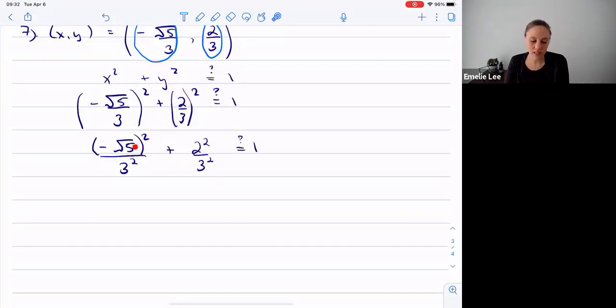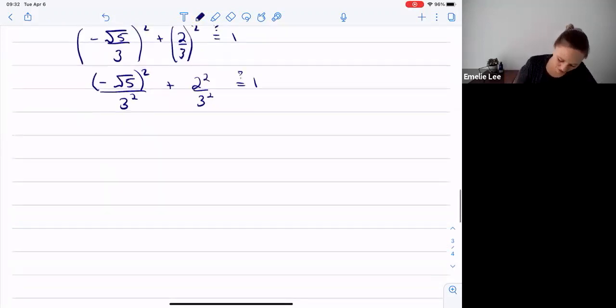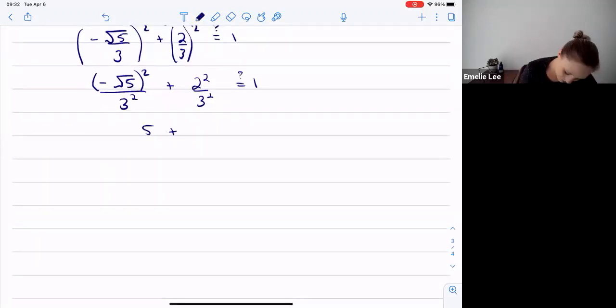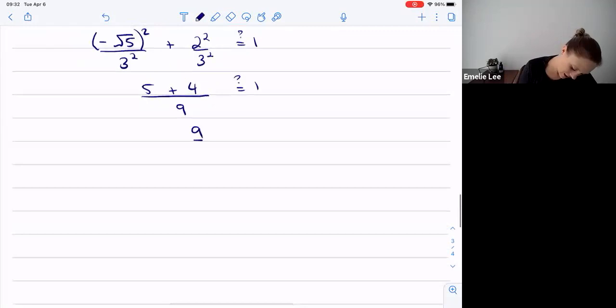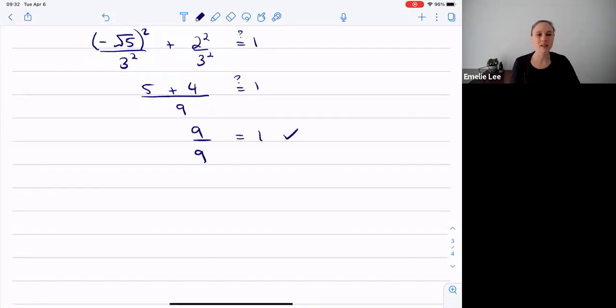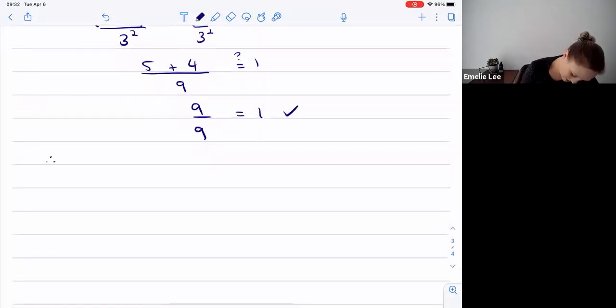Now, this is technically negative 1 times the root of 5, so you could put the square on each of these, or you can just say, when I square something, it becomes positive. And if I square a square root, I just get whatever's inside. So this becomes 5 plus 2 squared is 4 over 9. Does it equal 1? 5 plus 4 is 9 over 9, which equals 1. Therefore, the point is on the unit circle.